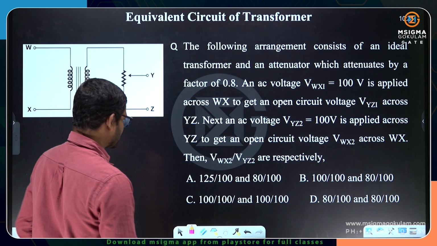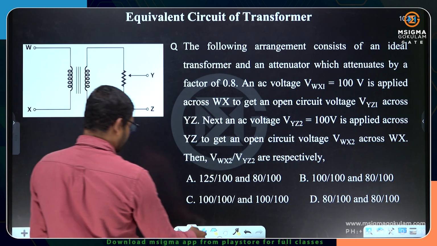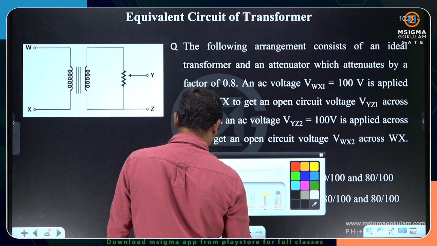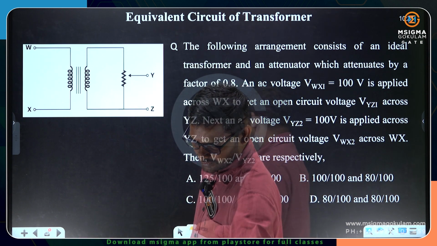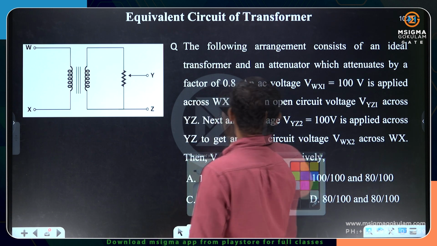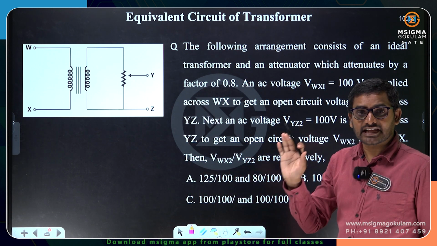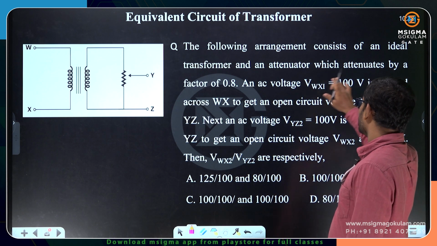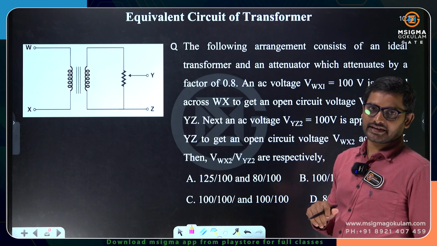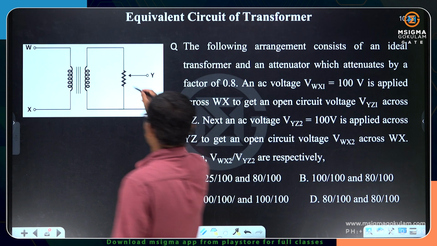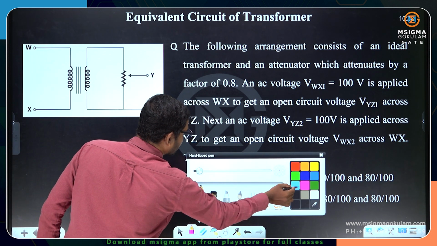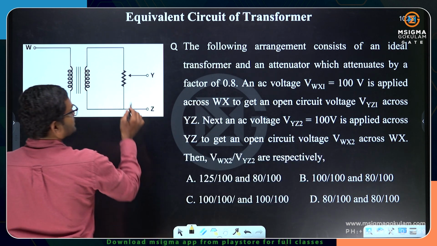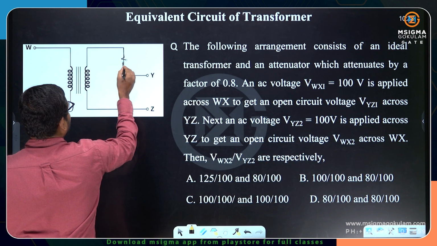And there is one more question, a very good question. Here, there is a small printing mistake. Let me tell you about this one. The following arrangement consists of an ideal transformer and an attenuator which attenuates by a factor of 0.8. What is an attenuator? This is an attenuator, which has an attenuation factor of 0.8.